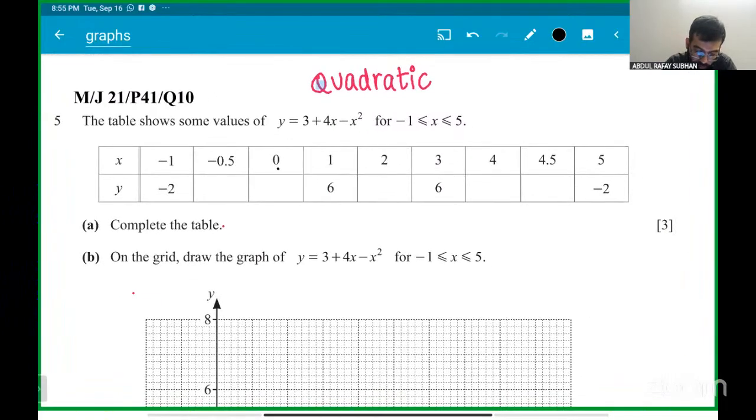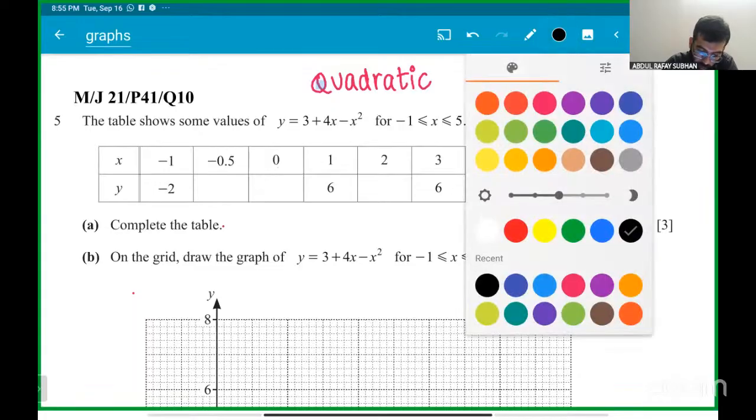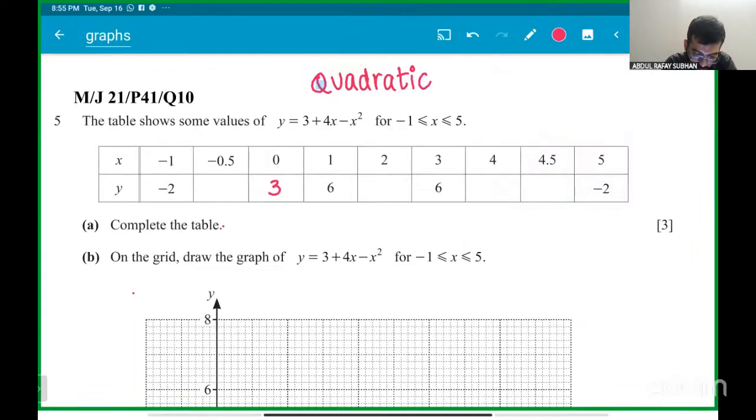So when x is 0, help me out everyone quickly. When x is 0, y will be 3. Just do it in the calculator. When x is negative 0.5, I will be getting, make sure you square this, 0.75. When x is 2, 3 plus 4. Please double check my answers, because I'm focusing much on the other part, so I might make a mistake. So make sure you double check.